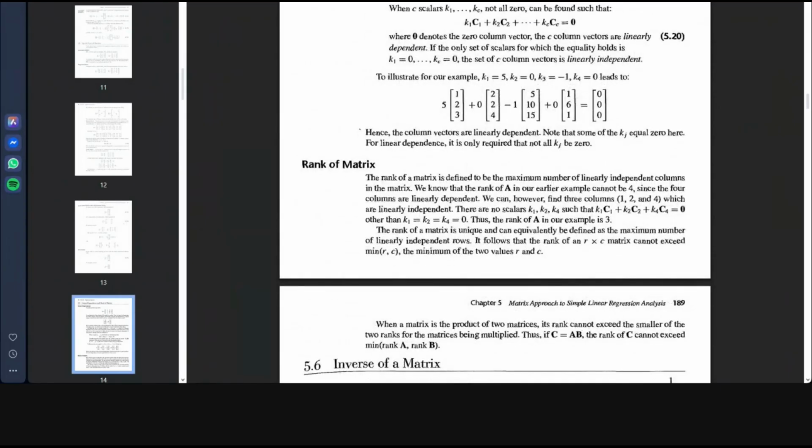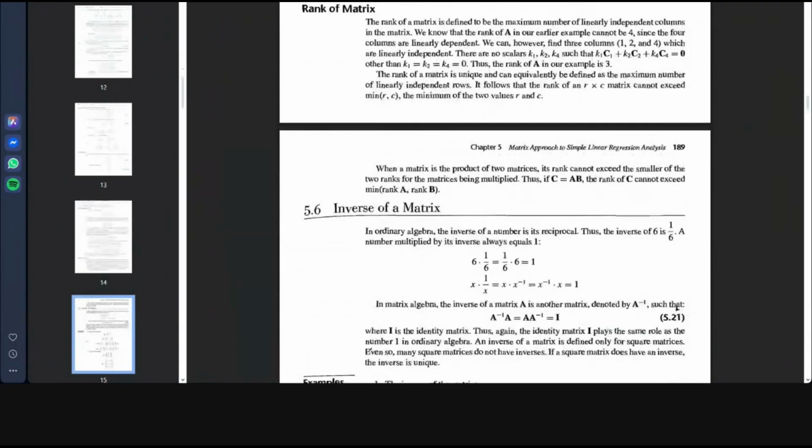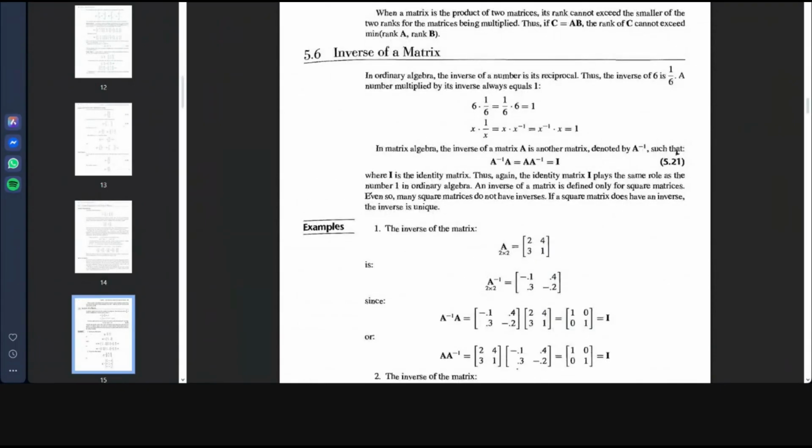All right. Why is rank important? Rank is important because we are going to enter the concept of an inverse. Now, a square matrix is called invertible, or the inverse exists, if the matrix itself is full rank. Now, what do I mean by full rank? It means that if you are an n by n square matrix, then your rank is n.